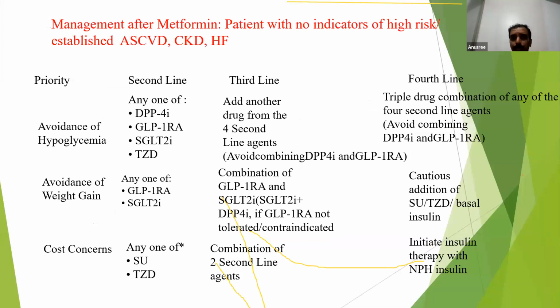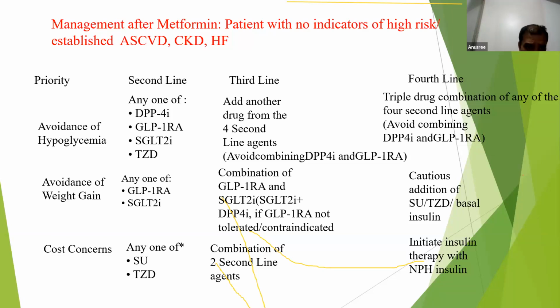The primary agent for treatment of a type 2 diabetic patient is metformin, and we can add according to their risk factors. So the first line being metformin, the priority depends on each patient. If the patient's priority is avoidance of hypoglycemia, we can add any second line drug. The second line drug may be a DPP-4 inhibitor, GLP-1 receptor analog, SGLT2 inhibitor, or thiazolidinedione. If a third line is to be added, metformin, one of these agents, and any other from these agents. Always don't combine DPP-4 with a GLP-1 analog. If there is a fourth drug to be added, always pick from the thiazolidinediones or other drugs. But if we have to use more than four drugs, better to initiate insulin.